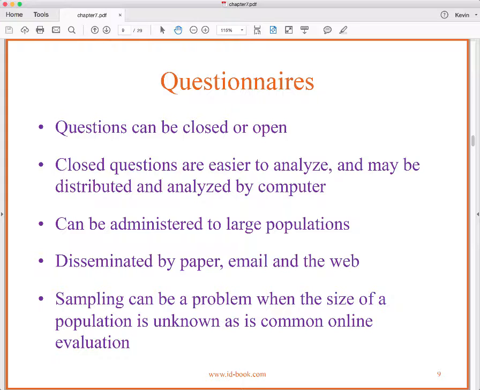So in a questionnaire, the questions can be open or closed. Closed questions are easier to analyze because they throw off more easily analyzed data. An advantage they have is that you can administer them to large populations because they don't take interviewer time. They do take respondent time, okay, but they don't take interviewer time. They're disseminated by paper, email, or the web.